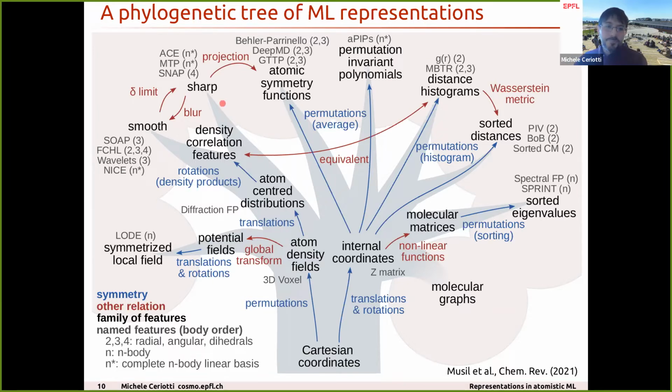So it is sort of a phylogenetic tree. We try to put some order in the state of the art for representations for chemical machine learning from last year. And we are classifying different frameworks based on how one goes from the Cartesian coordinates of the atoms, basically a point cloud description, to a symmetrized representation that incorporates permutation, translation, or rotation invariance.